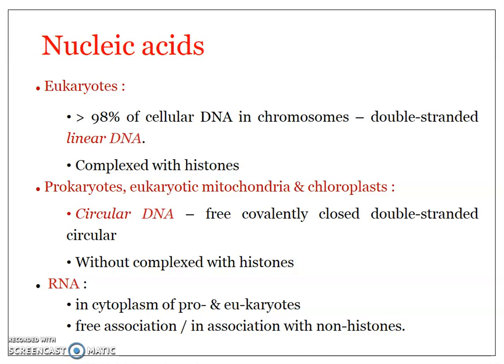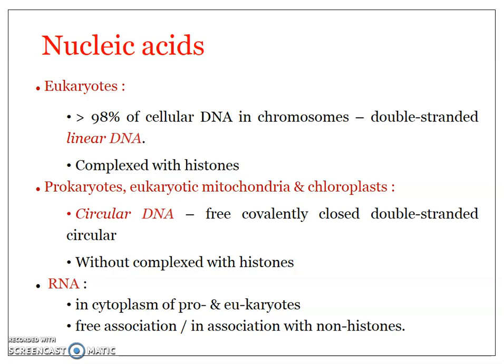Unlike the eukaryotic DNA, in the case of prokaryotes, and in the case of eukaryotic mitochondrial and chloroplast DNA, they have circular DNA. And these circular DNA are never found complexed with histones. So the mitochondrial DNA as well as the chloroplast DNA are almost similar to a prokaryotic DNA, which is circular in nature and not complexed with histone proteins. Now, that was about the DNA.